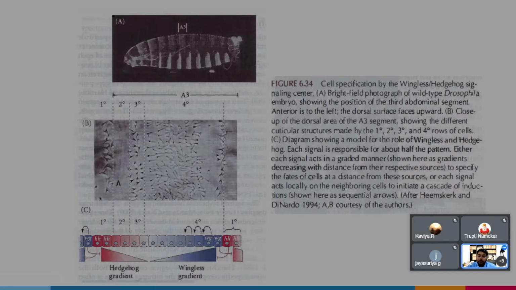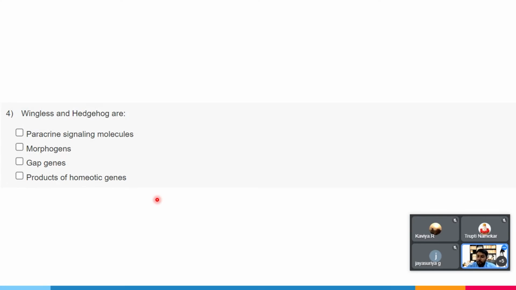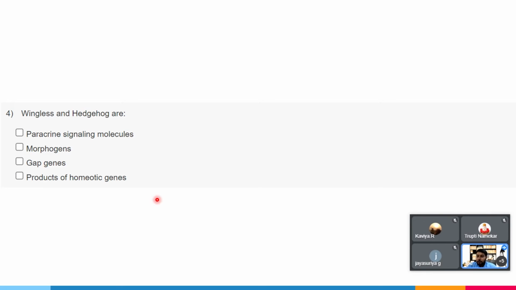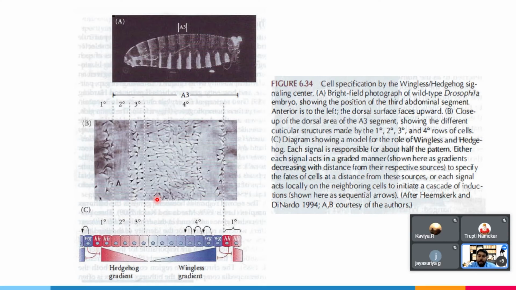Okay. So we have already seen that Wingless and Hedgehog are signaling molecules that are acting in separate cells, and we know that this is the paracrine signaling pathway in which signaling occurs in nearby cells. So we know that the first option is correct, paracrine signaling molecules. Second, let us look at this particular diagram. What exactly does this hedgehog and wingless production do to the embryo itself?